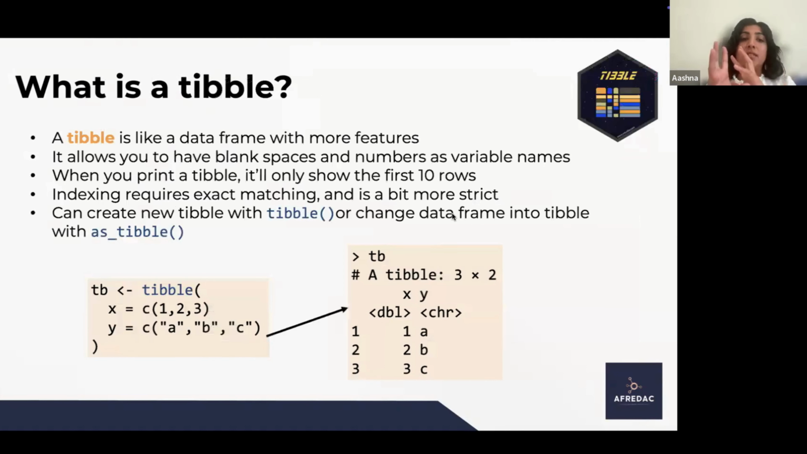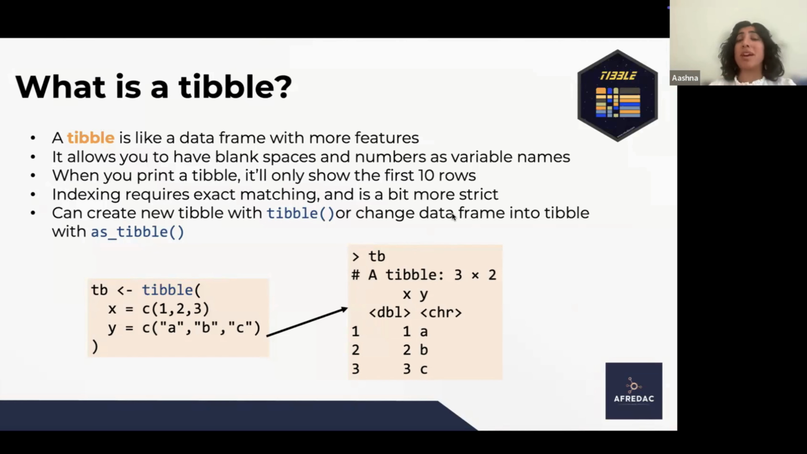So before we jump into that, I'll briefly mention tibbles. This is something that has been brought up before, and also when we did the first learning series, we mentioned tibbles. Tibbles are like data frames, they just have a few more features than data frames in R. For example, tibbles allow you to have blank spaces and numbers as variable names, whereas if you work with data frames, you will get errors when you have numbers in variable names, and you can have blank spaces as variable names, but you have to use backticks to refer to them.